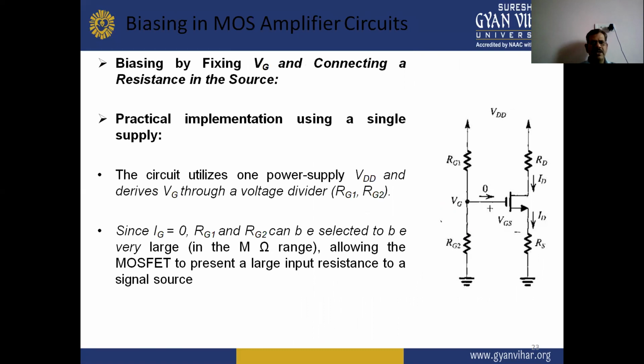Next, fixing VG and connecting a resistance in the source: a practical implementation using a single supply. In this circuit diagram, we utilize one power supply VDD and drive VG through a voltage divider, RG1 and RG2. Since the gate current IG equals 0, RG1 and RG2 can be selected to be very large, in the megaohm range, allowing the MOSFET to present a large input resistance to a signal source.